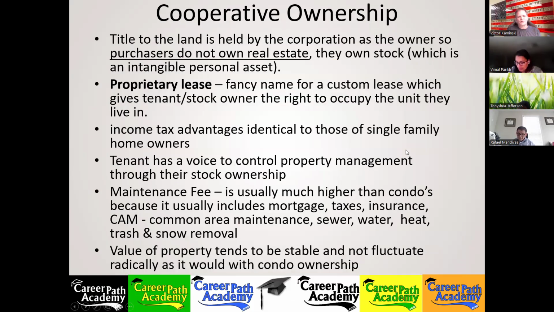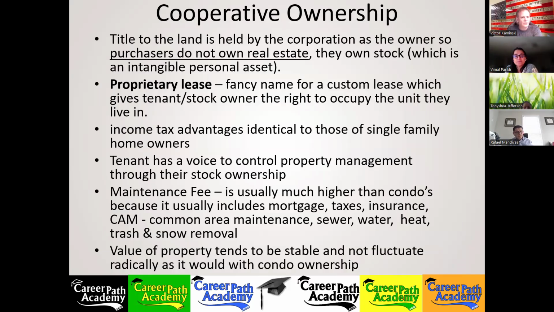Co-op ownership. Title to the land is held by the corporation as the owner. So purchasers do not own real estate. They own stock, which is an intangible personal asset. Personal assets. Yep.